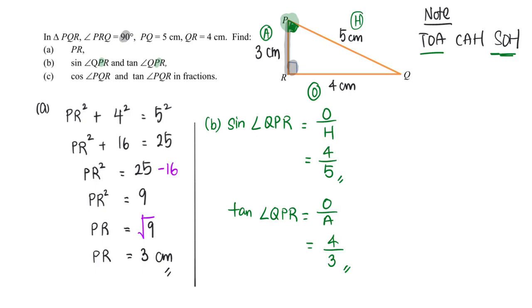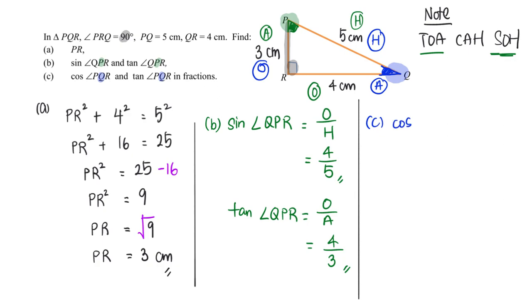And for part C, we need to look at what angle we are looking at. Oh, we are looking at PQR. So it is this angle we are talking about, and because now we change to this angle, the H is still the same, H doesn't change, but the adjacent side changes because adjacent and hypo make the angle. So now my RQ, 4 cm, becomes my adjacent side, and my PR, 3 cm, becomes my opposite side.